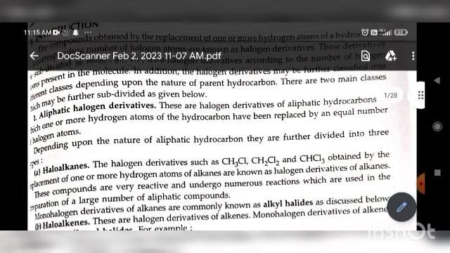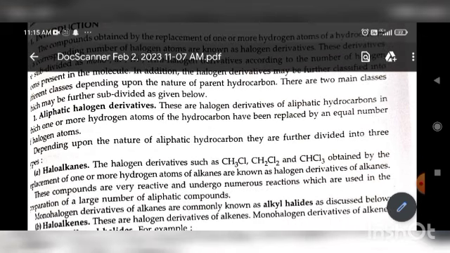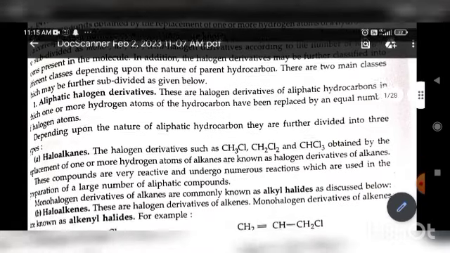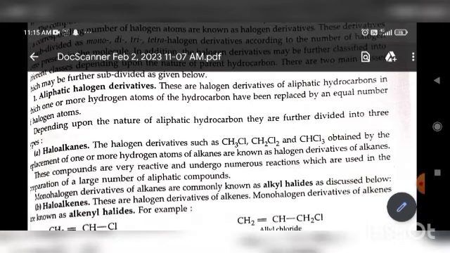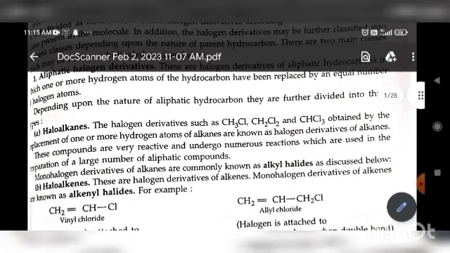These compounds are very reactive and undergo numerous reactions which are used in the preparation of a large number of aliphatic compounds. Monohalogen derivatives of alkanes are commonly known as alkyl halides, as discussed below. Haloalkenes. These are halogen derivatives of alkenes. Monohalogen derivatives of alkenes are known as alkenyl halides. For example, vinyl chloride, allyl chloride.